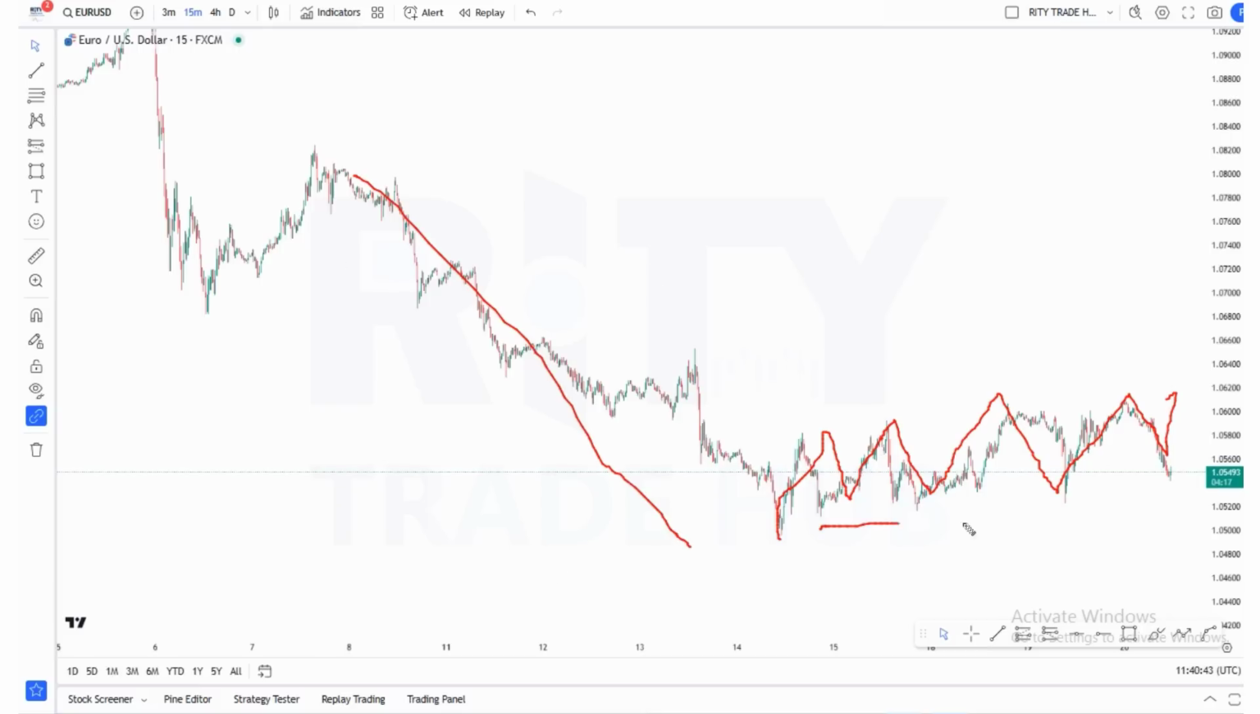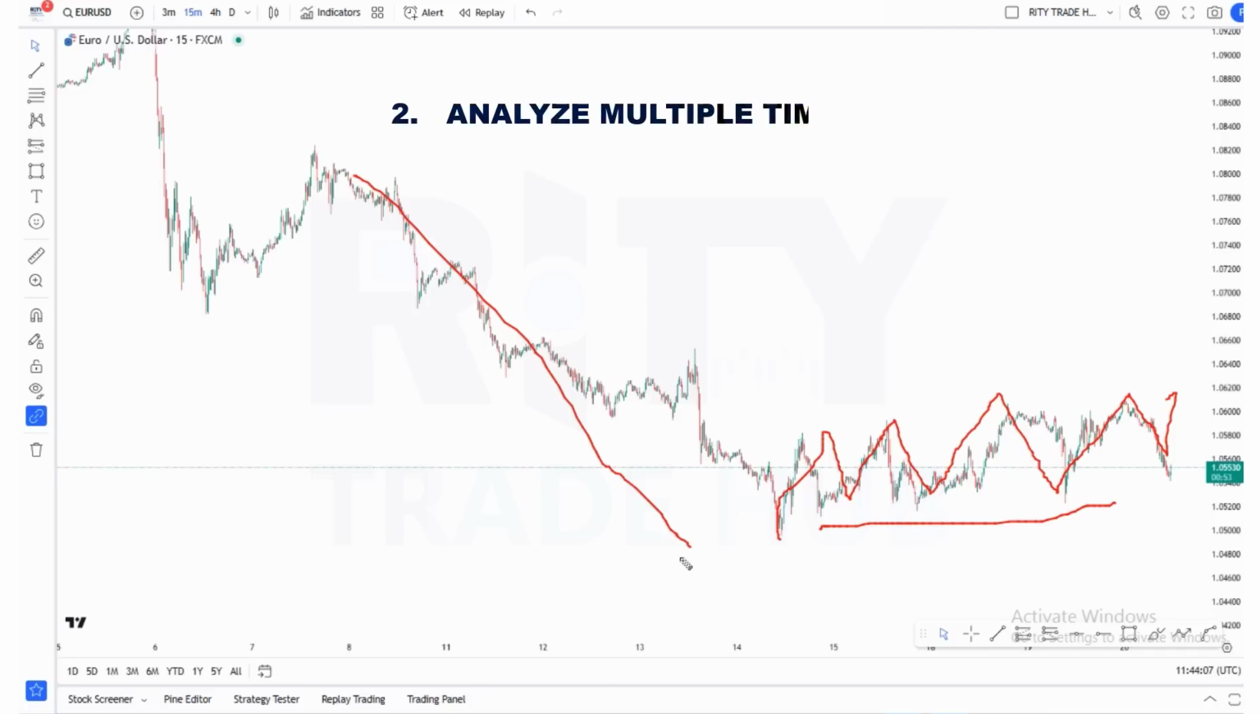Having identified this corrective move, you need to understand to what extent this correction would be. After you identify your trend, the second is to always confirm your entries by analyzing multiple time frames, which is your higher time frame. Start by identifying the overall trend on the higher time frame, like the 4-hour daily chart.